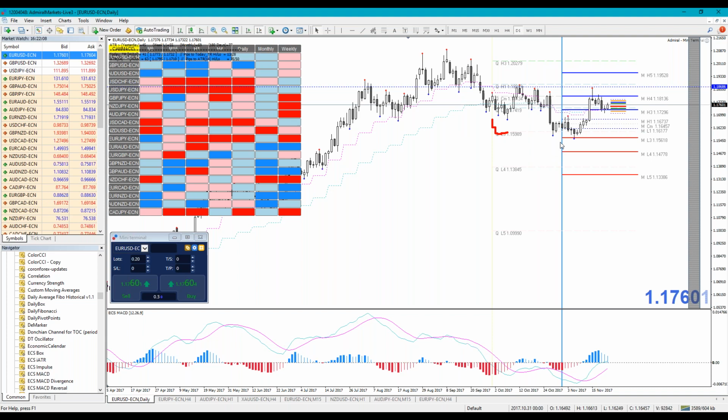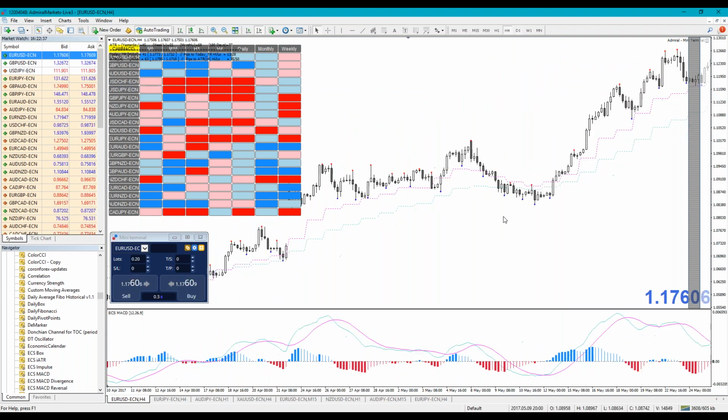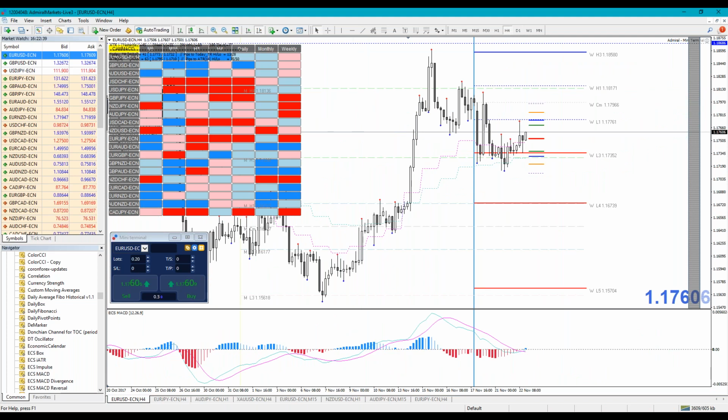Left, head, right. Now, if this breaks, I think it could get there. But you always need to pay attention, if you want to trade like me, intraday trading, guys. Just watch higher time frames, and see if you can manage something out of it.